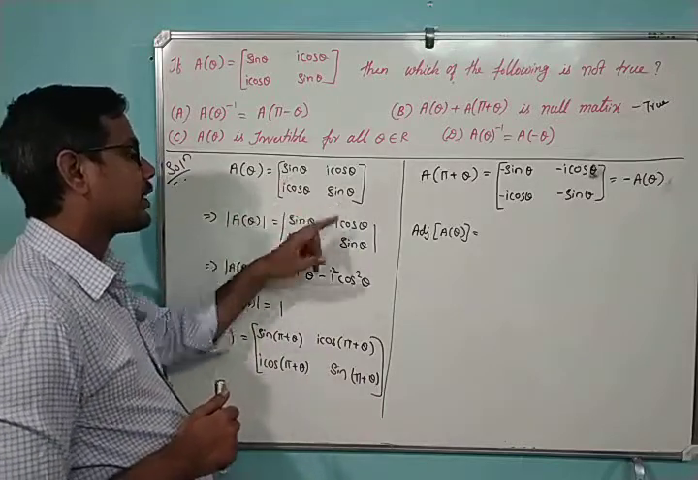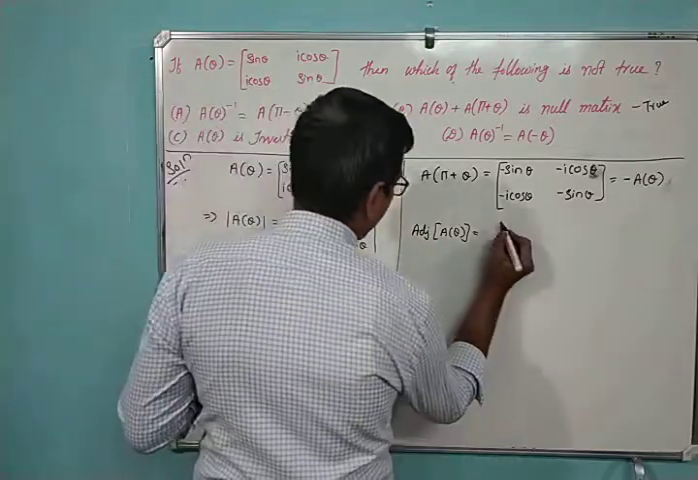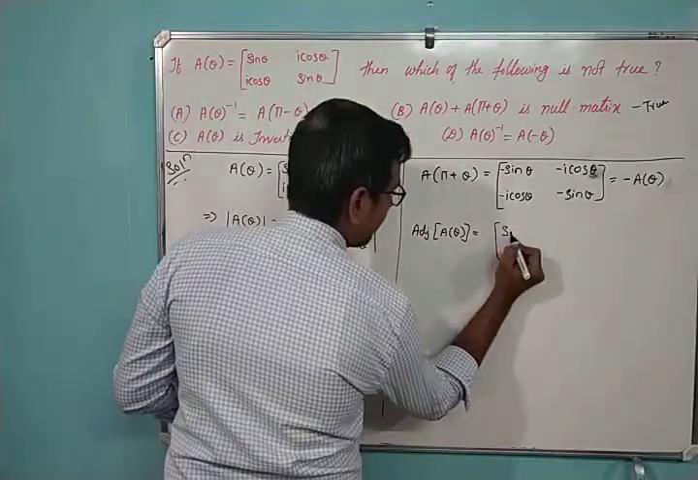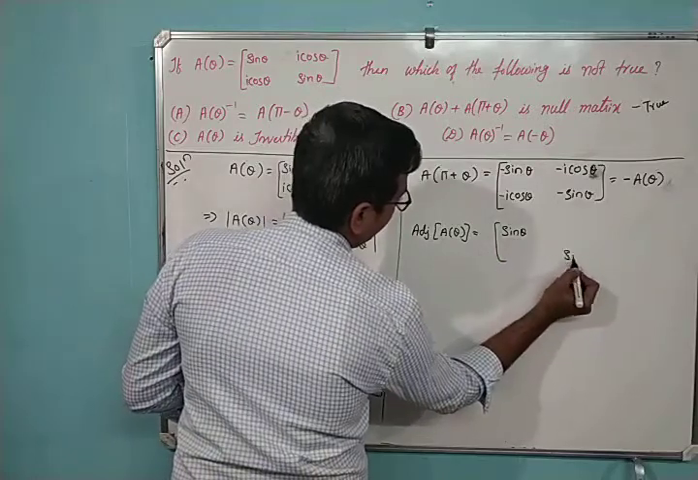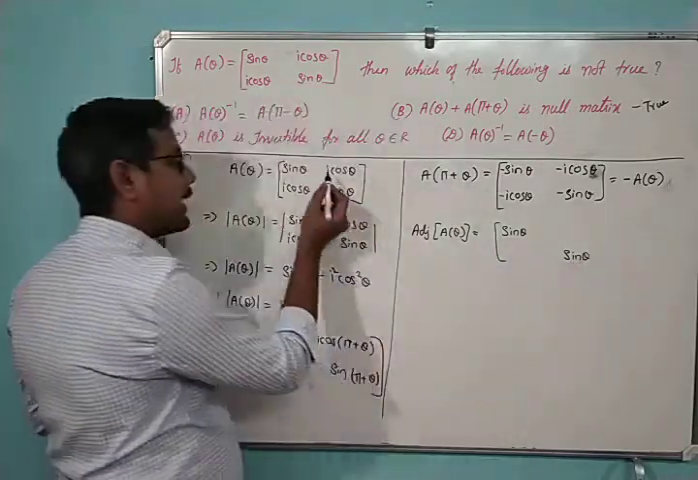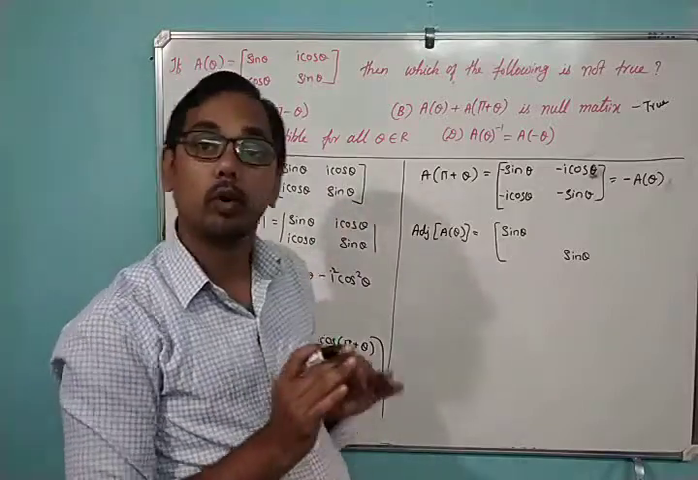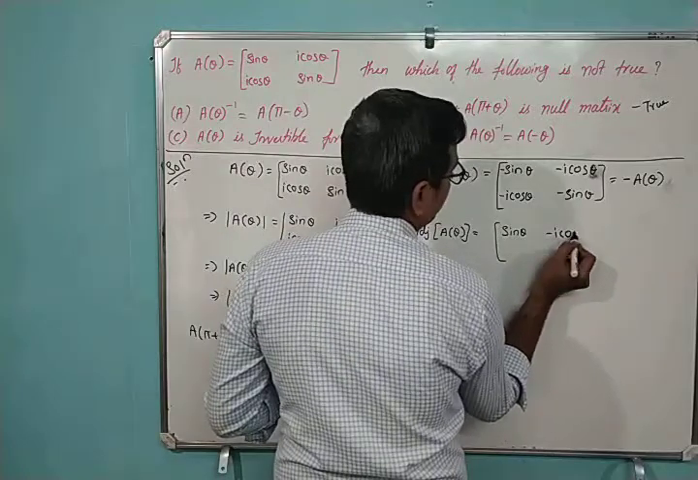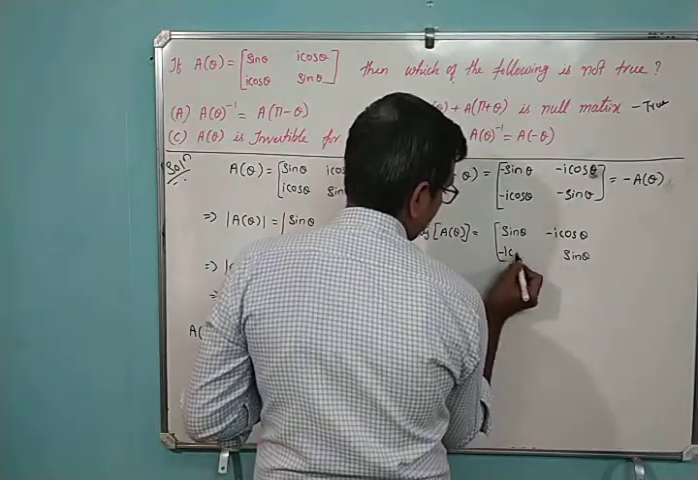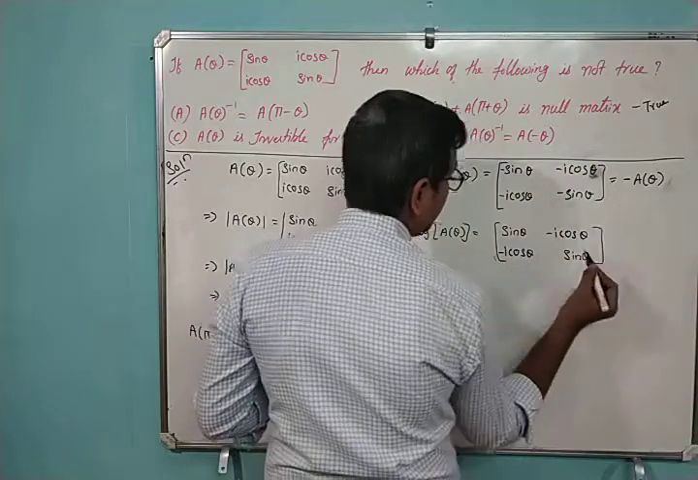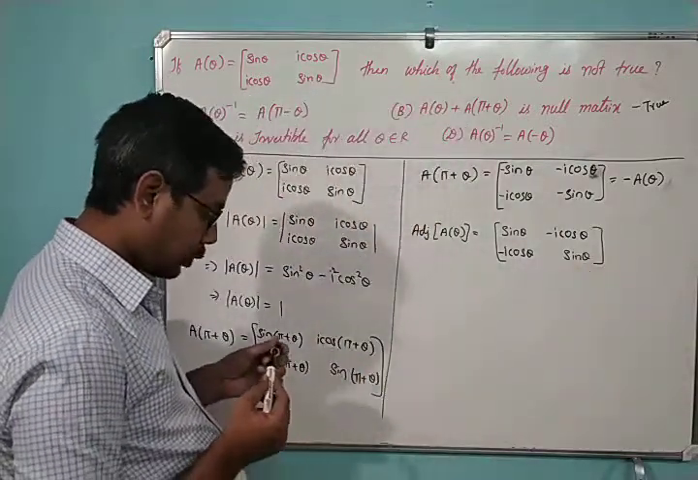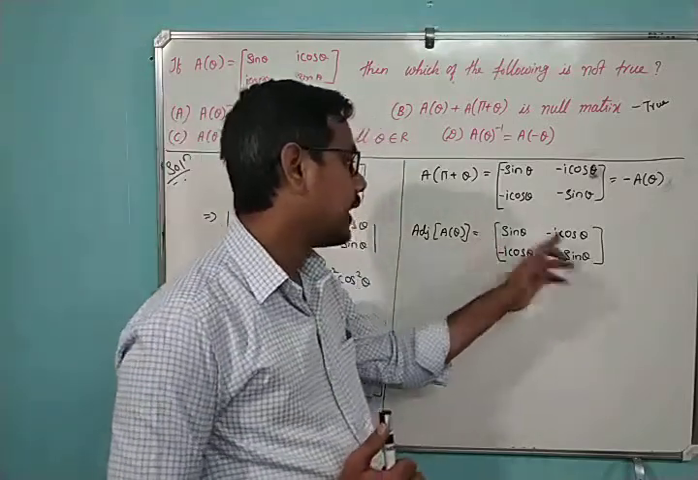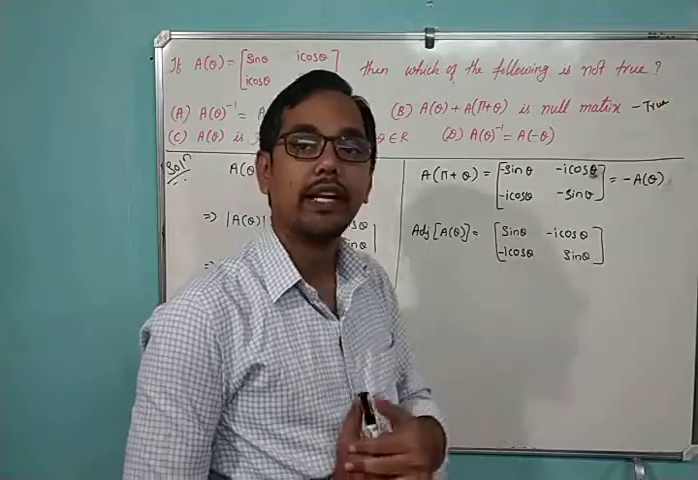Here also sin theta is there, so that will remain unaffected. This sin theta is going here, and this sin theta is coming here. So it will be once again sin theta and sin theta only. And here we are having I cos theta. Both are positive, so both will become negative. So the adjoint of A of theta is sin theta, minus I cos theta, minus I cos theta, and sin theta.